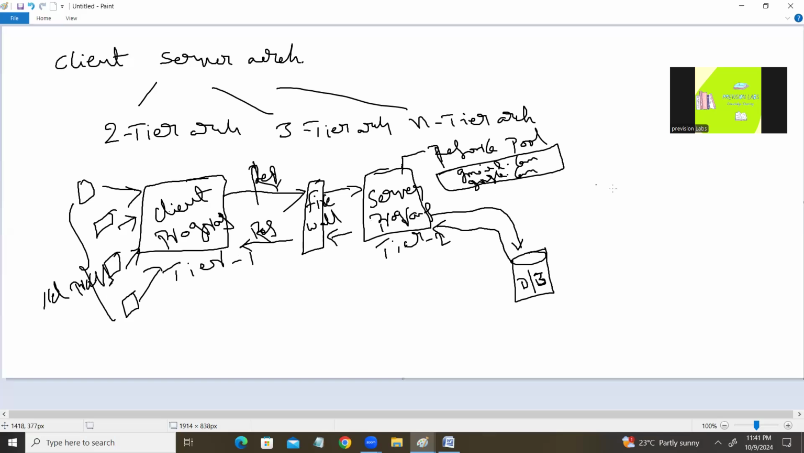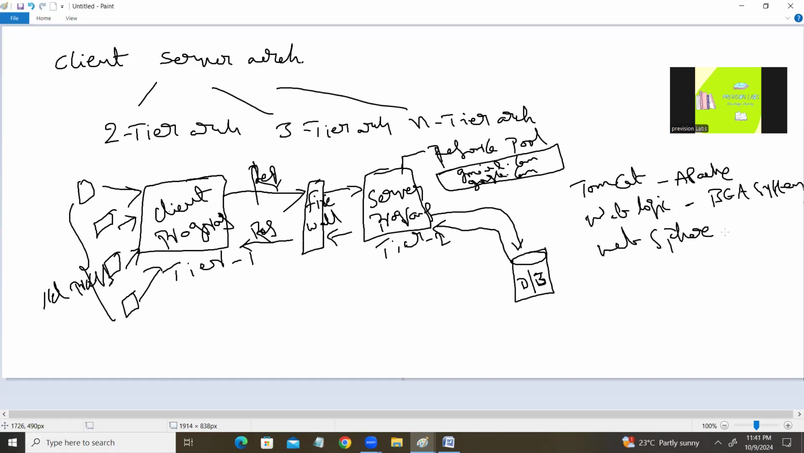We have different types of server software in the market. Let's see a few. We have Tomcat. This is a server name, and the vendor is Apache. And we have WebLogic. The vendor of WebLogic is BEA Systems. And we have WebSphere, which is an IBM product.